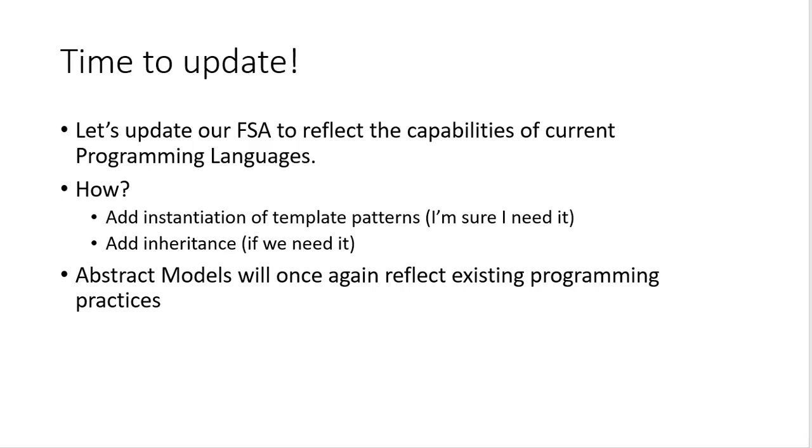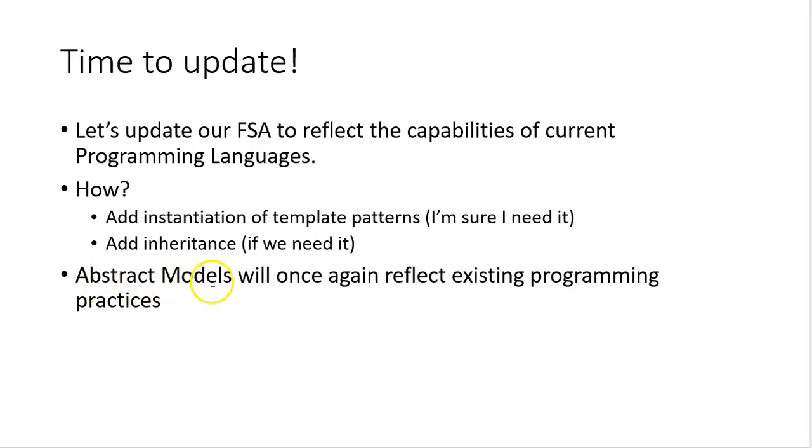So I thought you would enjoy following an approach. We're going to update our finite state automata to reflect the capabilities of current programming languages. And we're going to do that by following OOP programming languages like C++. We're going to allow ourselves to instantiate a template pattern, and we're going to add inheritance. I'm not positive that we need this inheritance quite as much as we need this template pattern, but I think we need both.